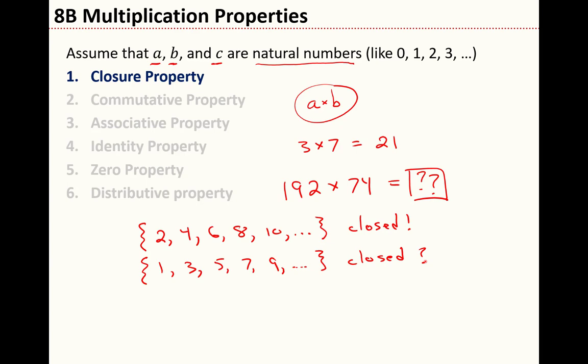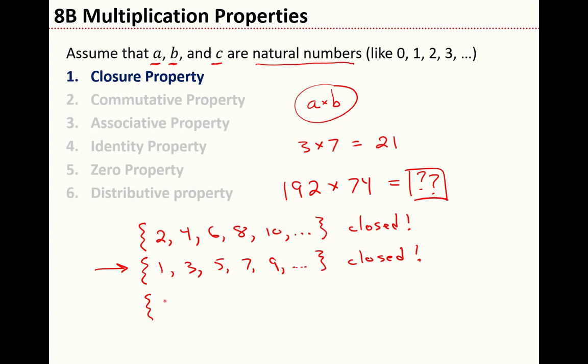If you think about it for a minute or two, yes, it is. If I take any two odd numbers and multiply them together, I will get another odd number. So the set of odd numbers is closed under multiplication. We had seen a set like this earlier when we were talking about addition. The set of odd numbers is not closed under addition, because if I add two odd numbers, I'll end up with an even number. But it is closed under multiplication.